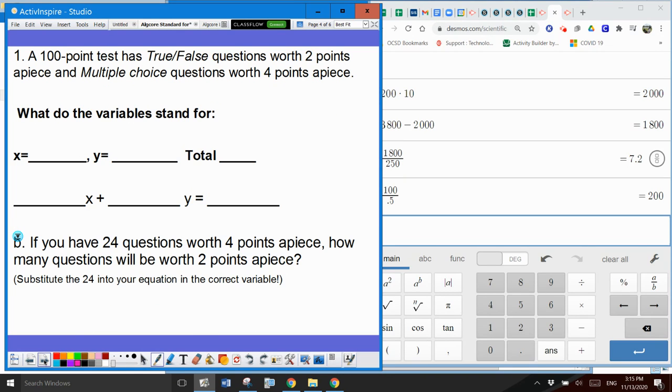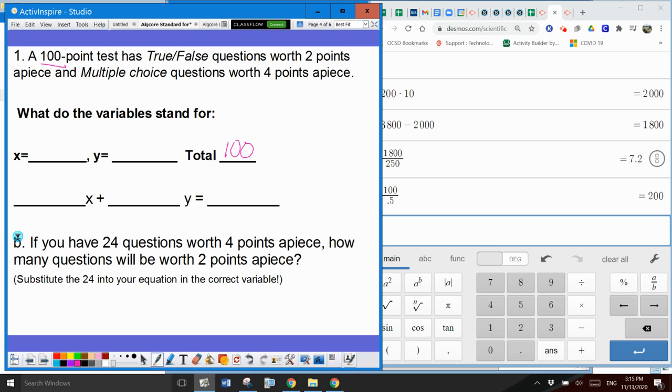Okay, so we're going to do the first problem on your homework together. Let's go ahead and see if we can fill in these blanks, okay? All right, so a 100-point test has true-false questions worth 2 points apiece and multiple choice questions worth 4 points apiece. Okay, so I think I want to get rid of my total first. So there's 100. All right, what are the 2 things we're talking about?